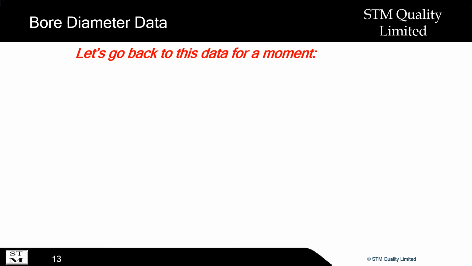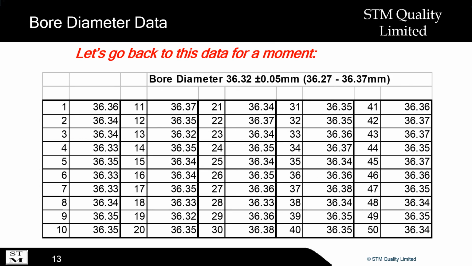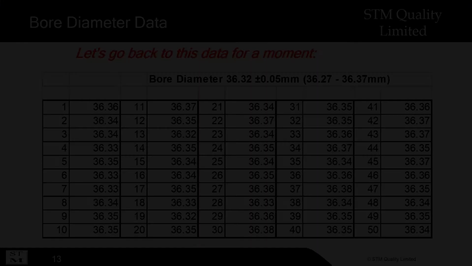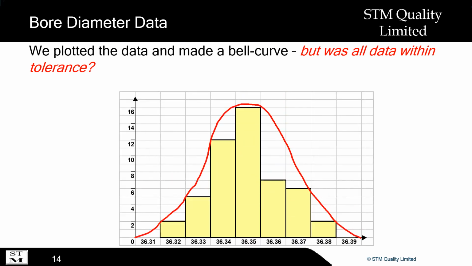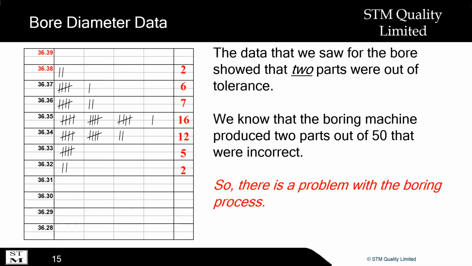Let's go back to this data for a moment. We plotted the data and made a bell curve, but was all data within tolerance? The data that we saw for the bore showed that 2 parts were out of tolerance. We know that the boring machine produced 2 parts out of 50 that were incorrect. So there is a problem with the boring process.